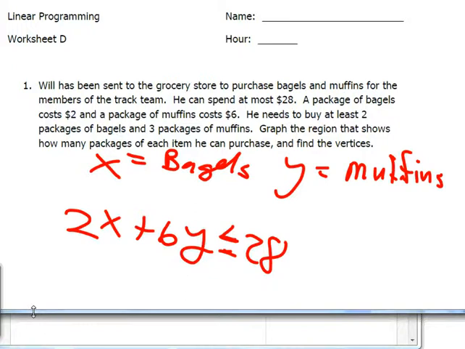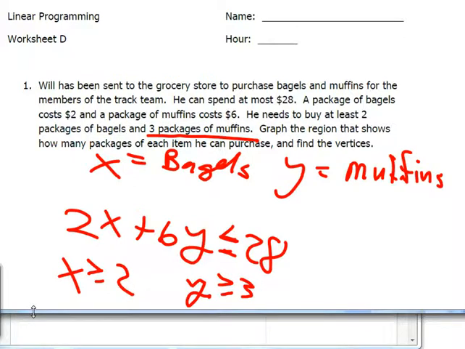There you go. Okay. Now, how about this? At least 2 packages of bagels. Well, then X has to be what? If it's at least 2, what do we write? At least 2. Does that mean greater than or equal to, or less than? Greater than or equal to 2. Very good. And then if it's muffins, then it's $6. Oh wait, no, that's not what I'm talking about. At least 2 packages of bagels and 3 packages of muffins. Y must be greater than or equal to 3.